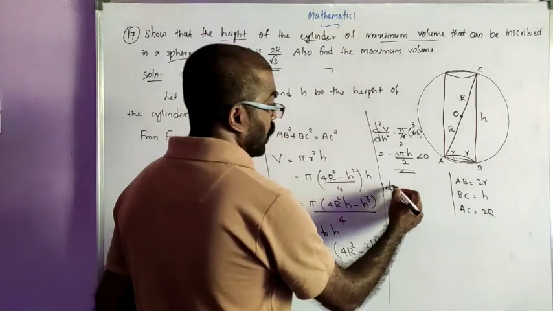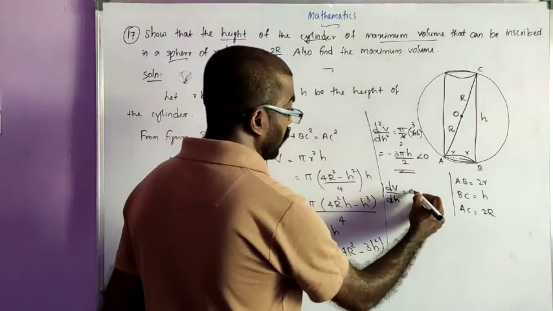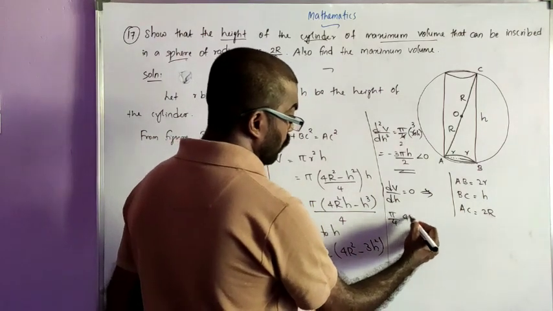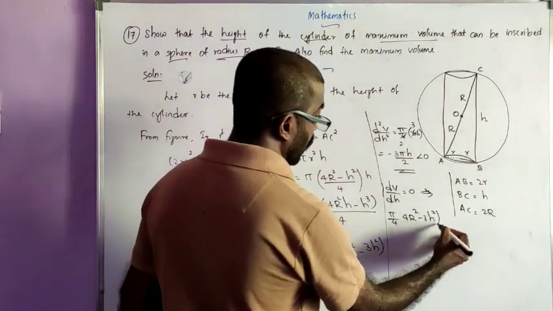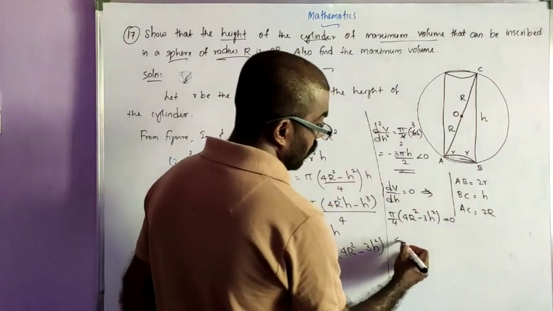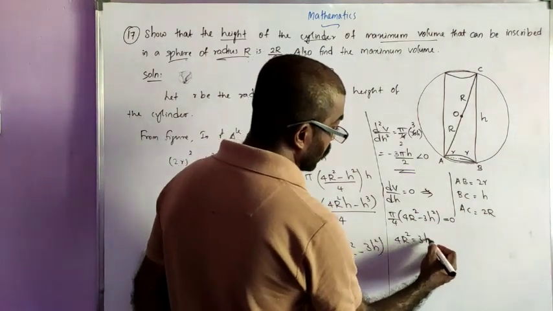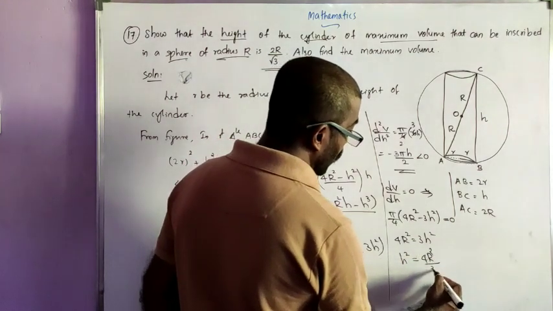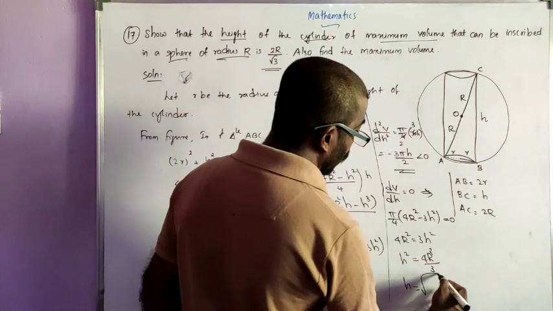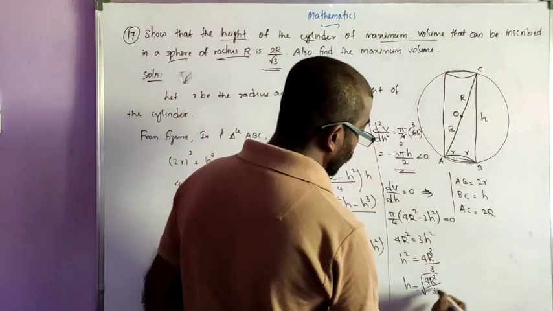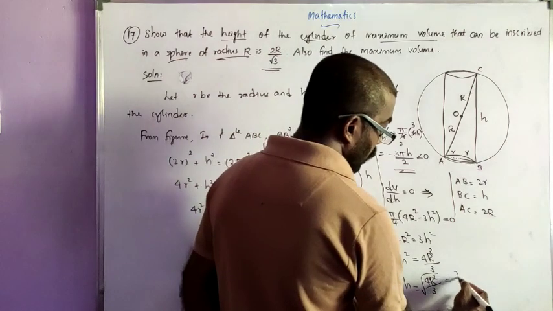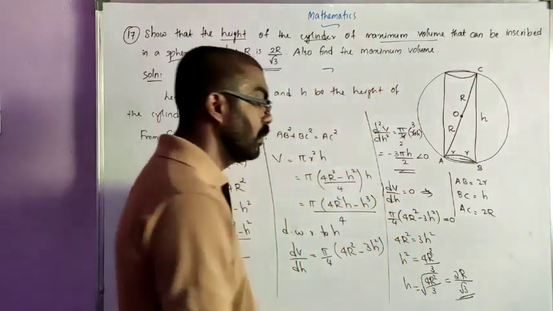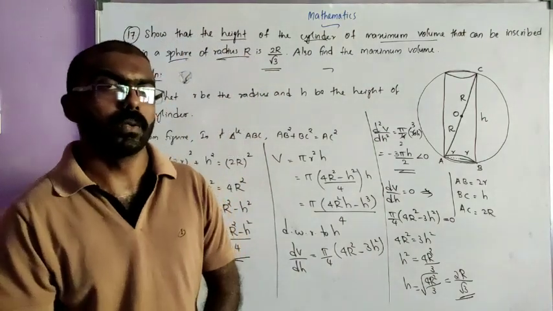Now we can equate the first order derivative to 0. dV by dH equal to 0 implies pi by 4 into (4R square minus 3H square) equal to 0. Or 4R square is equal to 3H square. Or H square is equal to 4R square divided by 3. And H is equal to root of 4R square by 3, which gives 2R divided by root 3. H is equal to 2R divided by root 3.